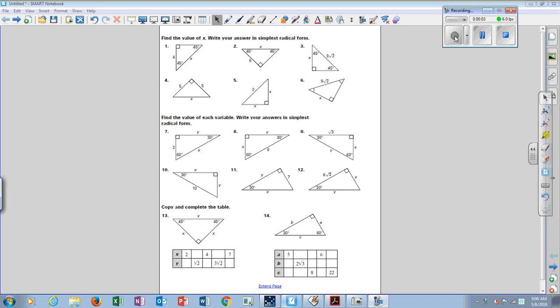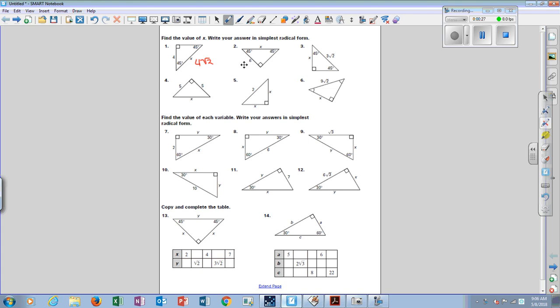All right, let's go ahead and go over last night's homework, starting with number 1. So this is a 45, 45, 90. And so if one of the legs is 4, that makes the other leg 4, not that you needed that. But then the next one is 4 square roots of 2 for the hypotenuse.